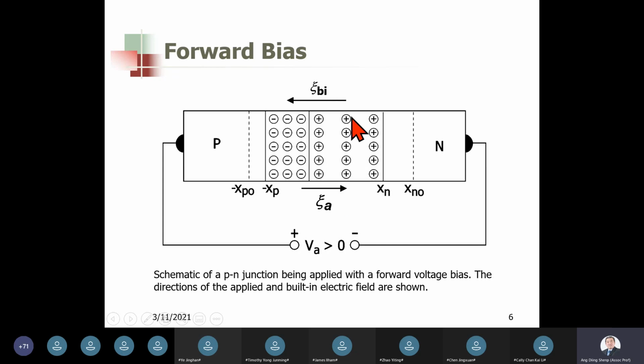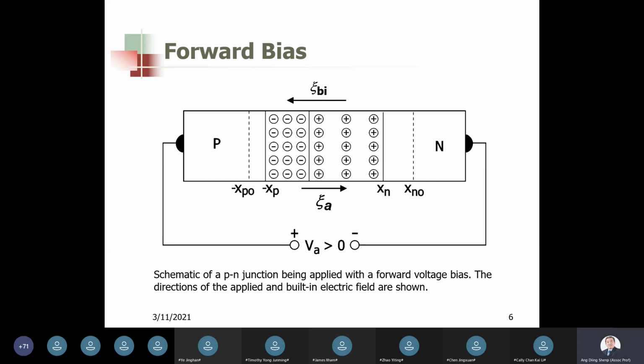Now, as you can see, the two electric fields are in opposite directions, and therefore they tend to cancel each other. All right. Now, at this point, it is very important for you to understand that under forward biasing of the PN junction, the junction electric field will be weakened. In other words, it will be smaller than the built-in electric field, because the applied electric field opposes the built-in field, and the net junction electric field is smaller than the built-in electric field.